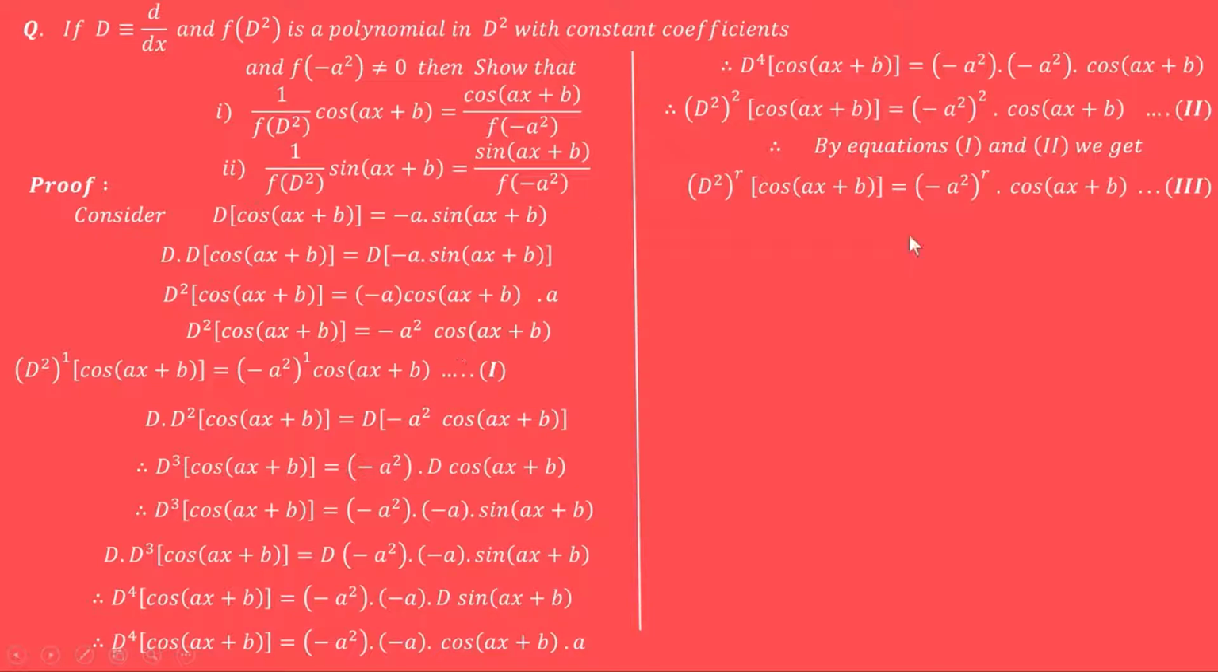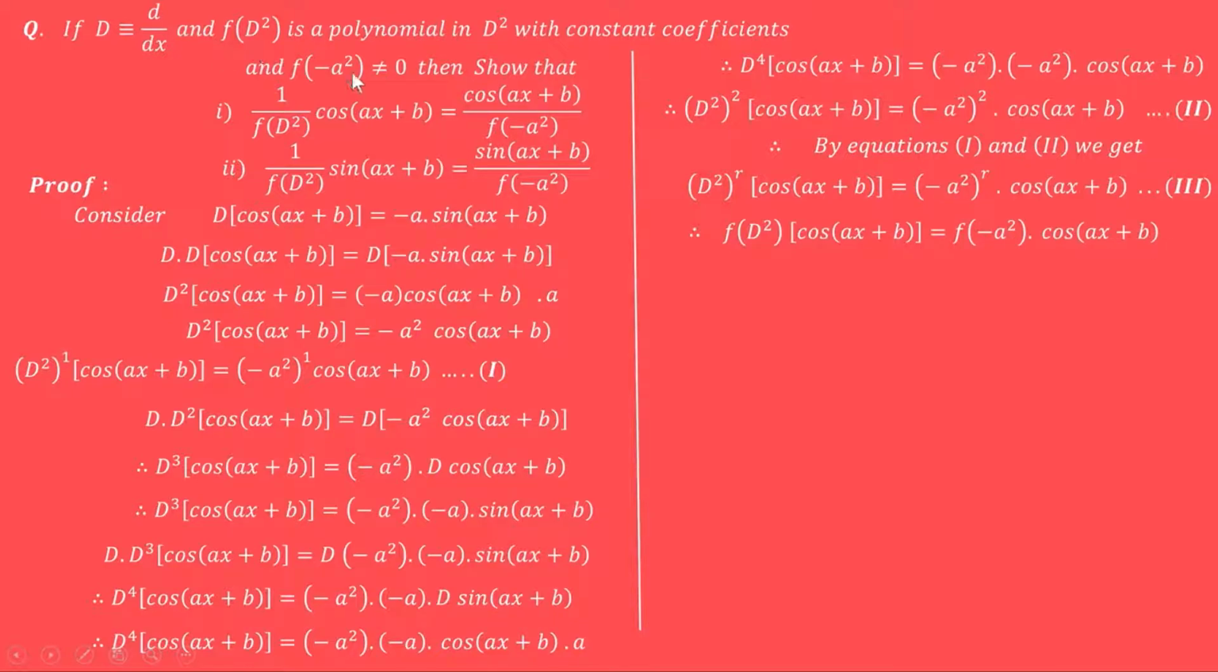If we continue this process, we get (D²)^r cos(ax+b) is equal to (-a²)^r cos(ax+b). Now observe that (D²)^r means this is a function of D², and (-a²)^r means this is a function of -a². This is a polynomial in D², this is a polynomial in -a². So you can write f(D²) cos(ax+b) is equal to f(-a²) cos(ax+b).